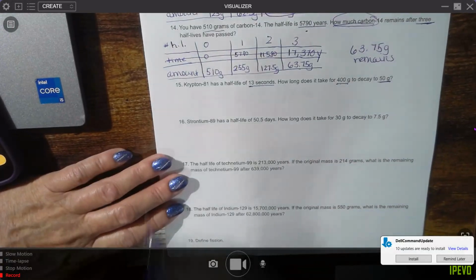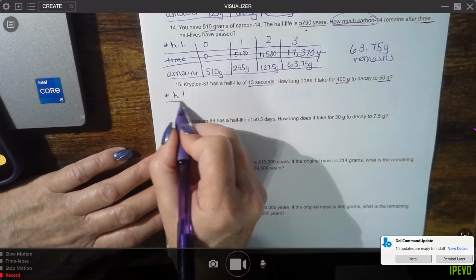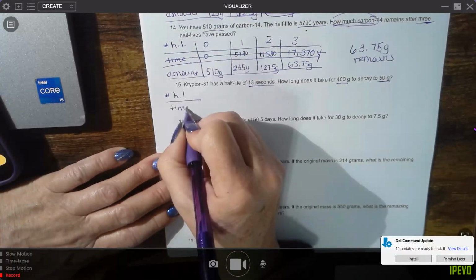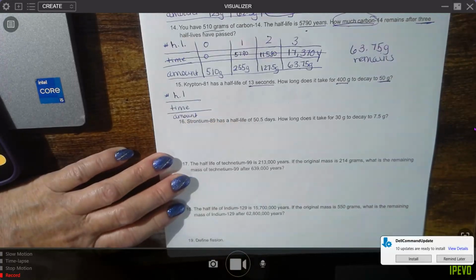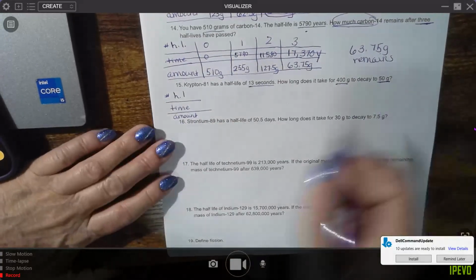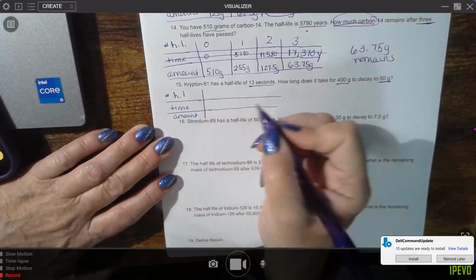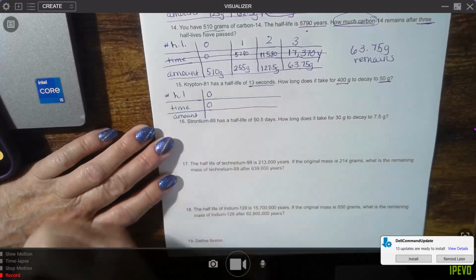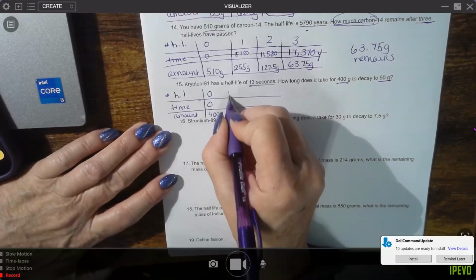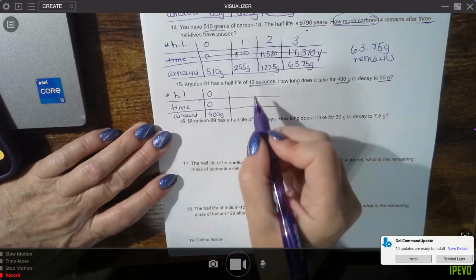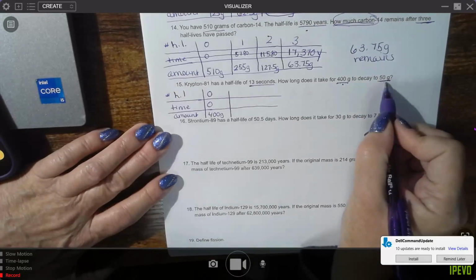Okay, so let's set this up. We've got number of half-lives, we've got time, and we've got amount. All right, and this one is a little bit different, but again, we think about it the same way. So we start at time 0, 0 half-lives, and we start with 400 grams. Then it asks us, how long would it take for 400 grams to decay to 50?